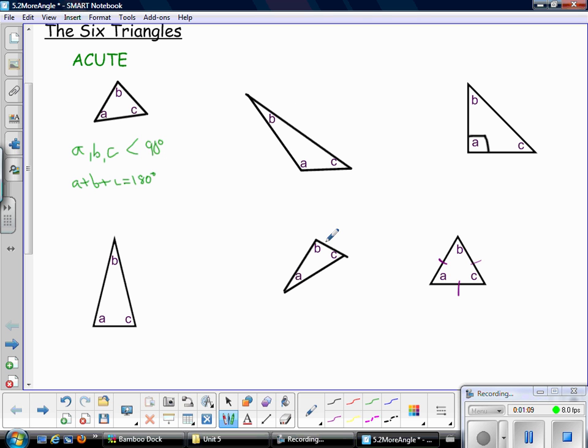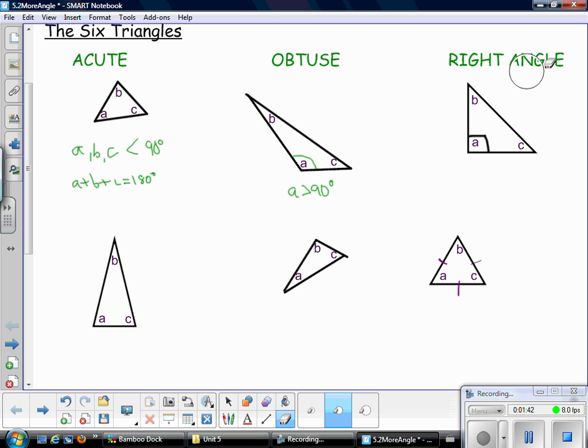The next kind is what we call an obtuse triangle. The reason it's obtuse is because angle A here you can see is actually greater than 90 degrees. So because A is greater than 90 degrees, we say it's an obtuse triangle. The next kind of triangle, you've seen that before. Notice the little square box by the A. That tells us that it's a right angle triangle. So we call it a right triangle, and we know that it's because A equals 90 degrees.